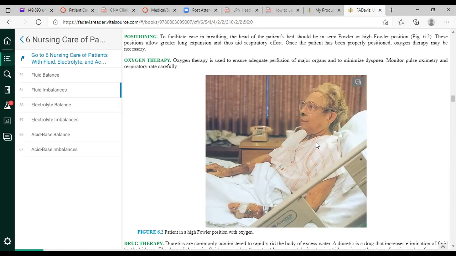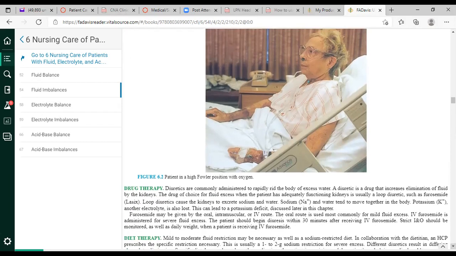Your patients who are experiencing difficulty with breathing, one of the best positions for them is Fowler's position, elevating the head of their bed. Or some patients do well in orthopneic position, where they're sitting on the side of their bed and they typically lean over the bedside table to help open their airway so they can breathe better.